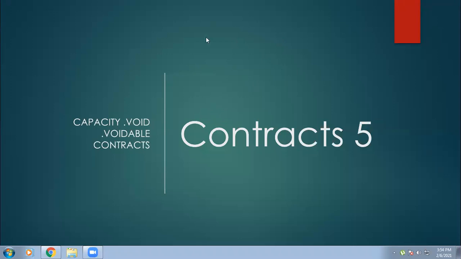So in this lesson, we will be learning about capacity, void contracts, voidable contracts, as well as misrepresentation. That's the idea. So up to now, we learned about agreement, offer and acceptance, intention to create legal relations, and then consideration, validity. So this is the final element left, which is capacity, that we will be starting now. So let's get to the next.